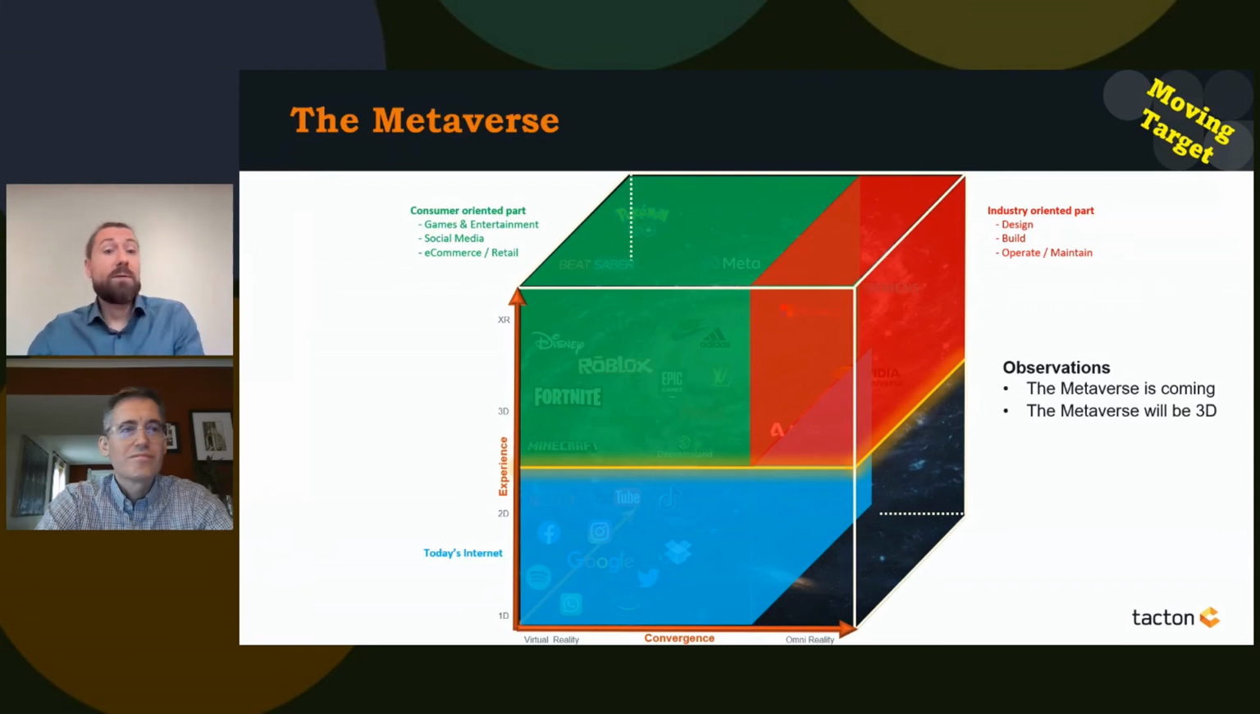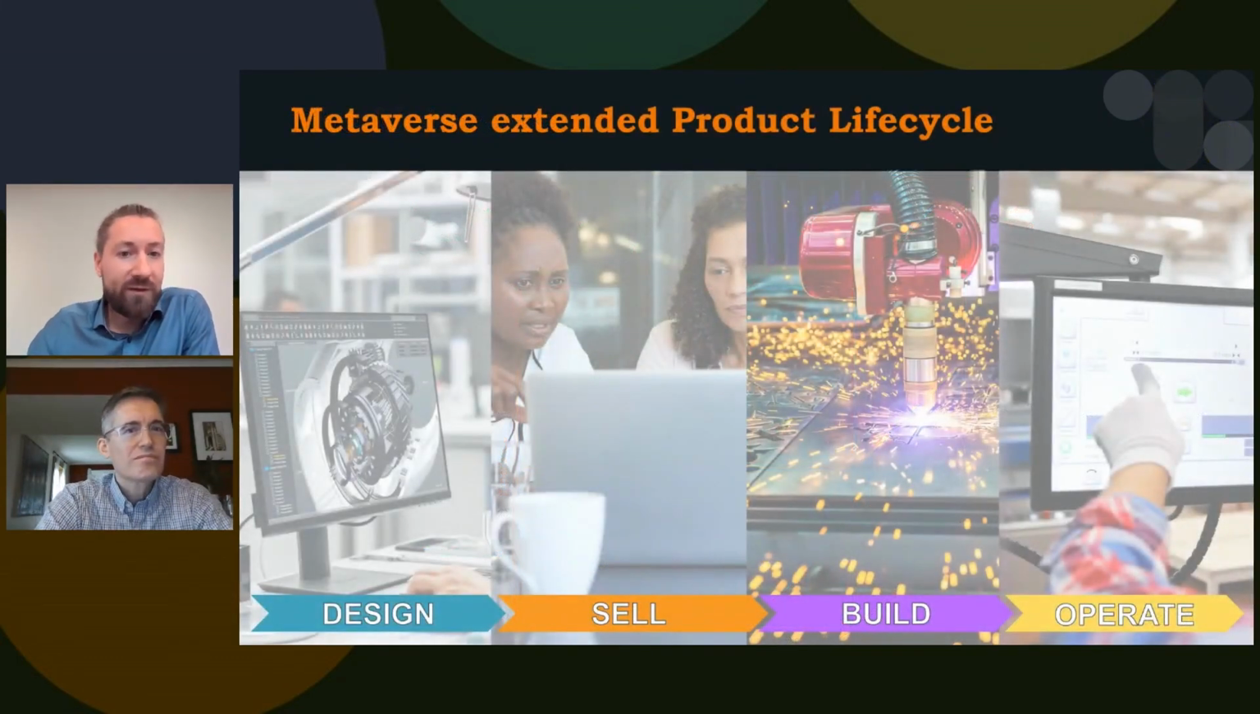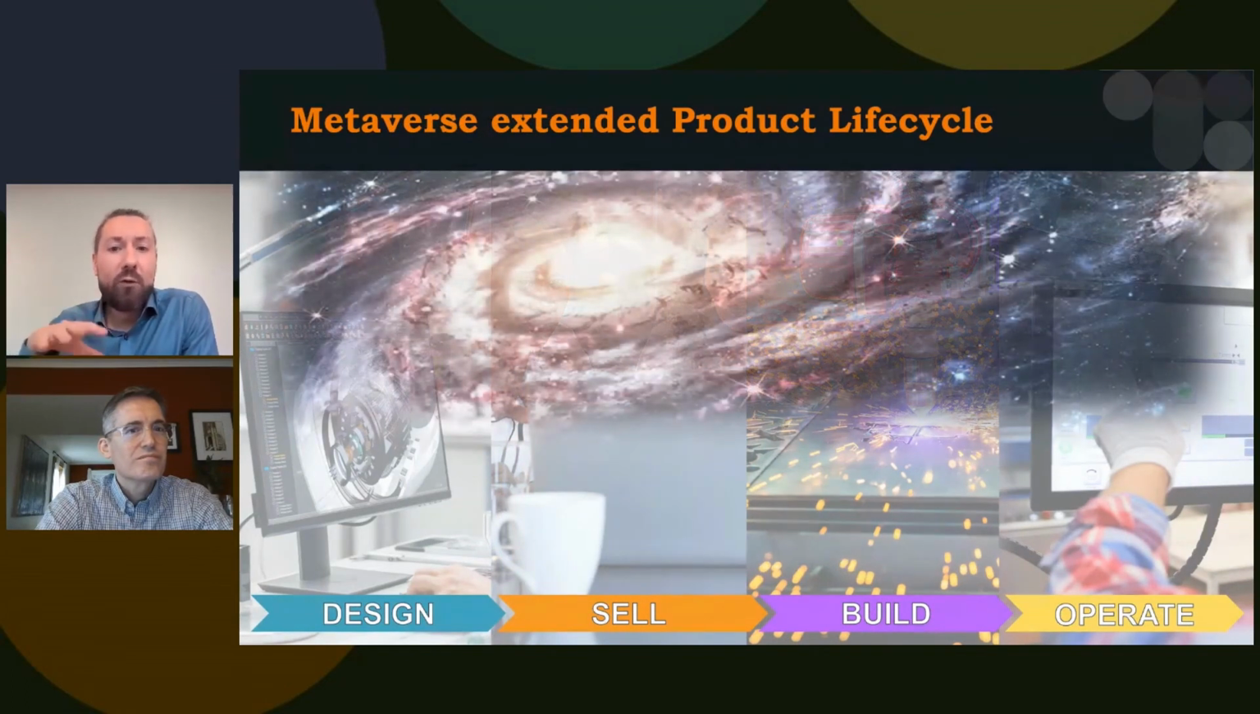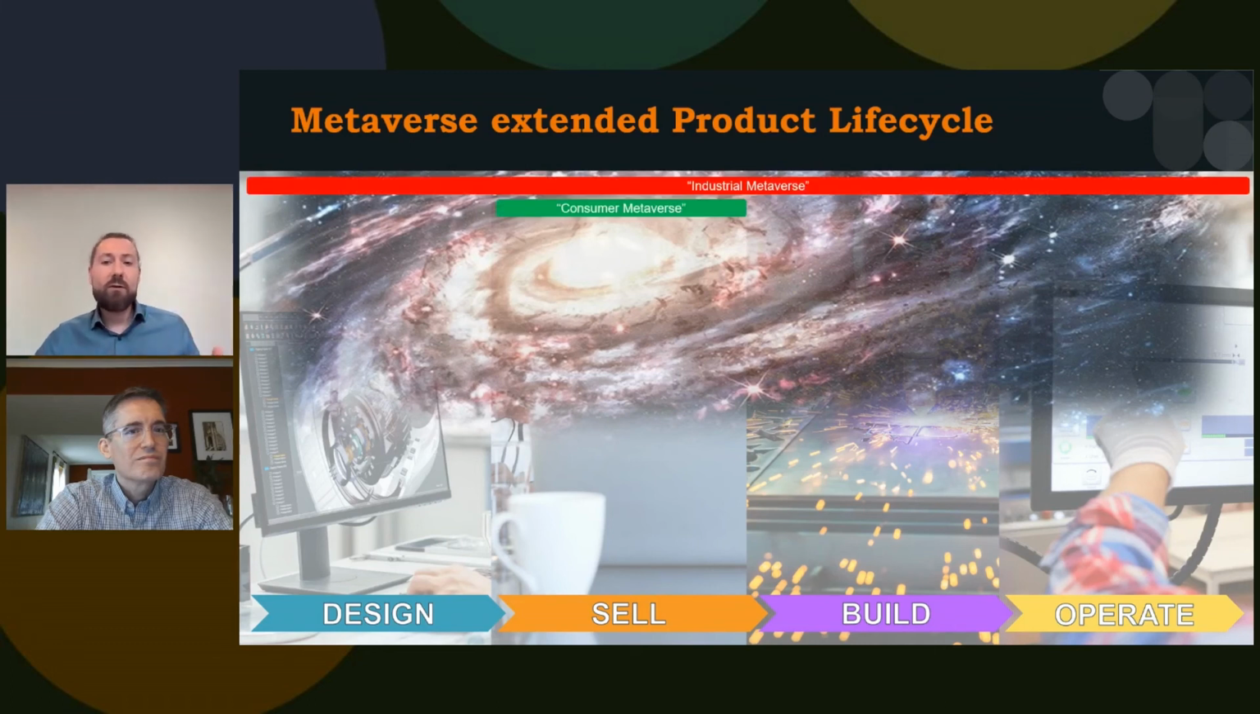So bringing those 2 observations to our product lifecycle, the first thing is that over time, the metaverse will blend over your product lifecycle as another layer. And it doesn't really matter if it will be the more industry-oriented or the more consumer-oriented part of the metaverse, and those things will shape themselves over time. The important thing is, if you want to stay competitive, there will be no way around the metaverse. It will become the next phase of your digitalization.